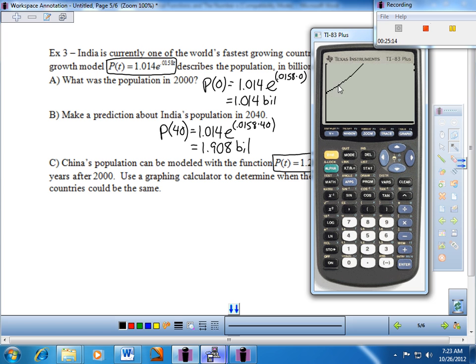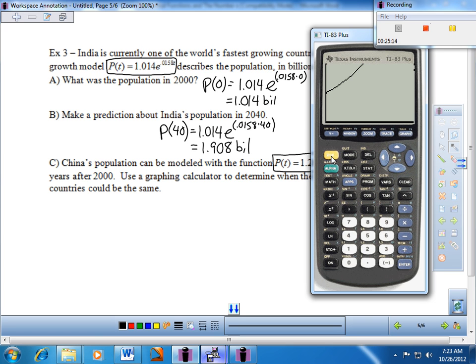Here's the population of India. Again, it starts out lower, but it's growing faster. Here's the population of China, everybody. It starts out higher, but growing slower. And so you see at some point in time, the projection would be that the population of India meets and then exceeds the population of China.